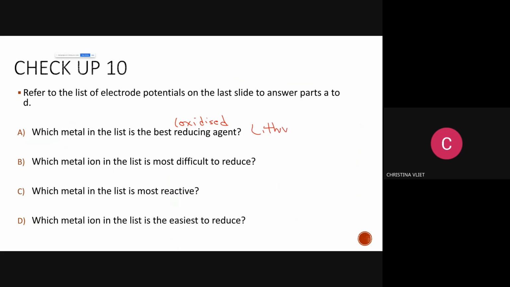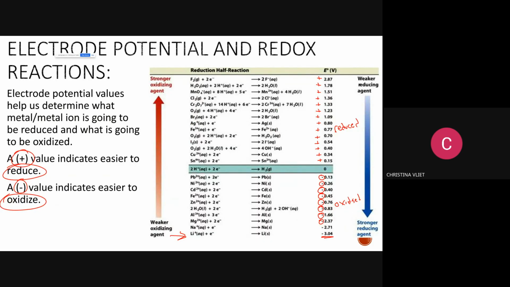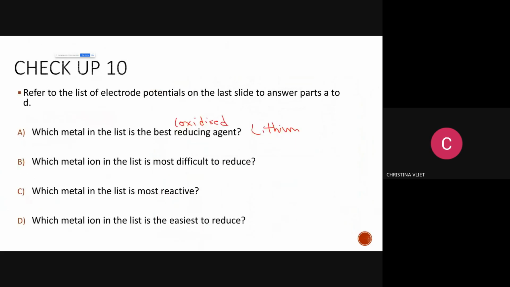Which metal is most difficult to reduce? Meaning, which metal is most difficult to give electrons to? That's not a metal. Which metal is the most difficult to give electrons to? Shouldn't it also be lithium? Because it wants to get rid of its electrons? Be careful with the questions. Lithium. All right. Which metal on the list is technically the most reactive? Lithium. Seriously? Actually? Yes, lithium.